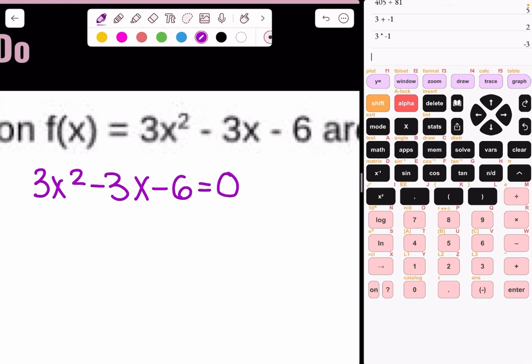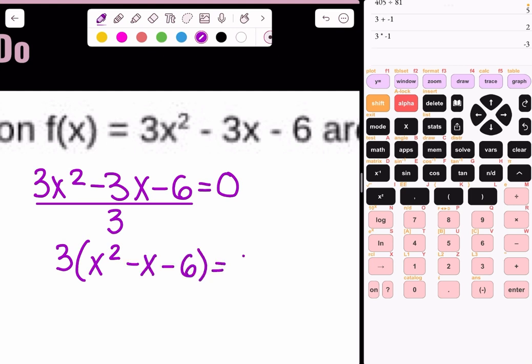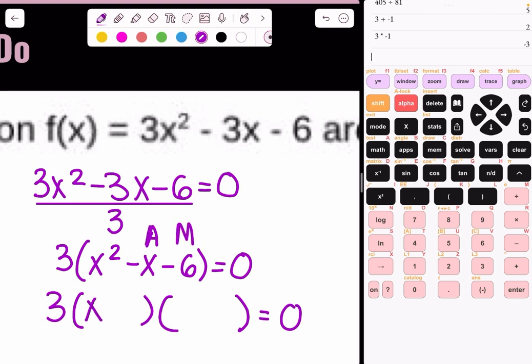Take out the GCF, which is 3. We'd be left with x squared minus x minus 6 equals 0. All right. We're finding what adds to negative 1 and what multiplies to negative 6. That would be 2 and 3. We could get a negative 2 and a negative 3 and a positive 2.